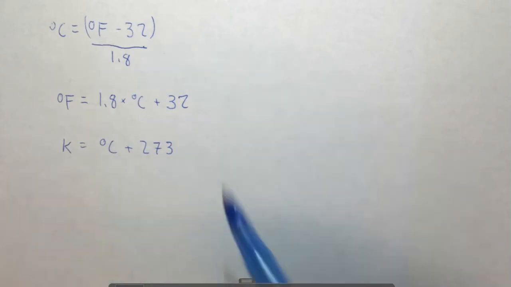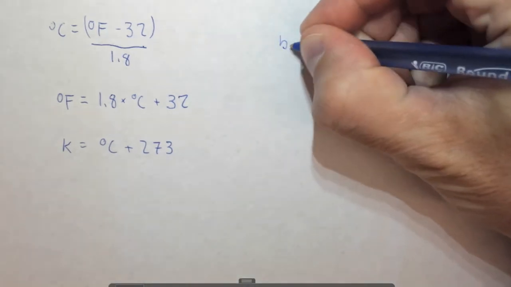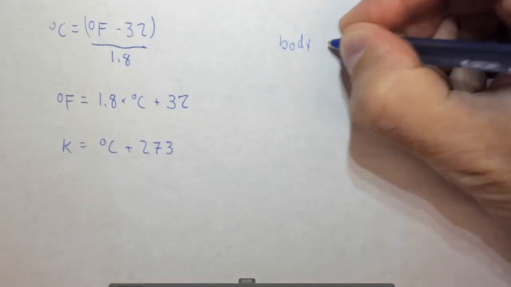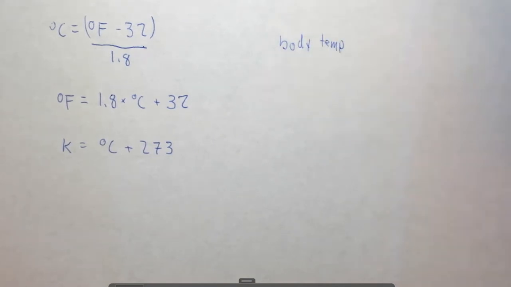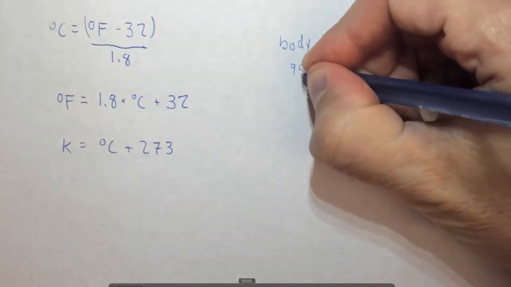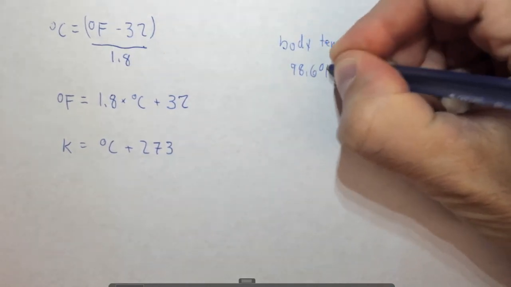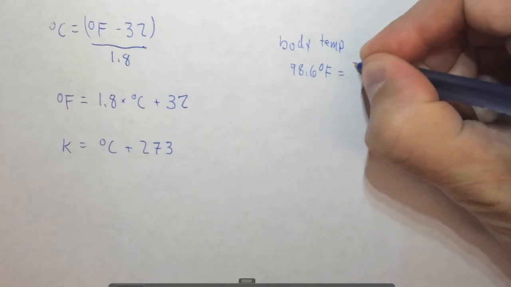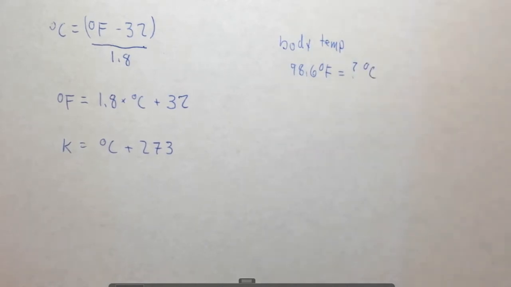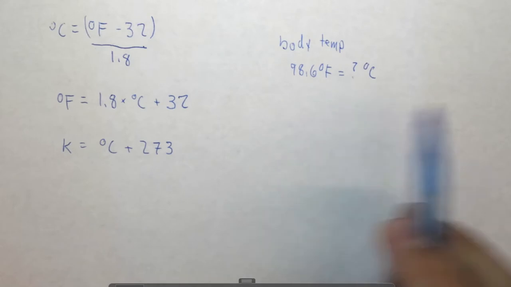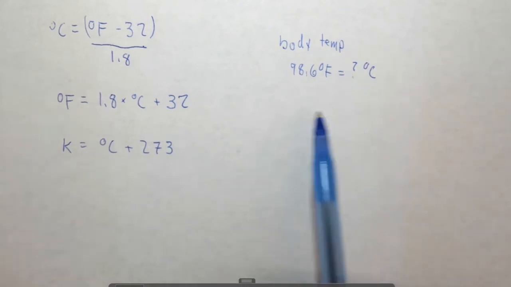So let's take body temperature. Body temperature is a common temperature that we're all familiar with, and in the United States, we're familiar with this in Fahrenheit, which is 98.6 degrees Fahrenheit. Let's say we want to know what that temperature is in Celsius. So this could be a question on the homework, for example.